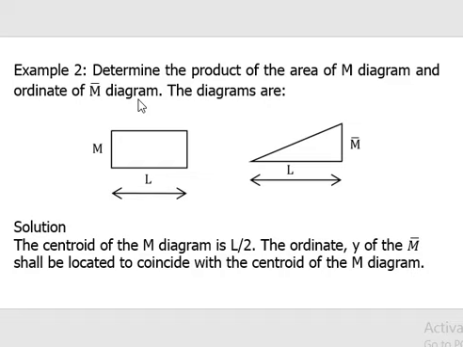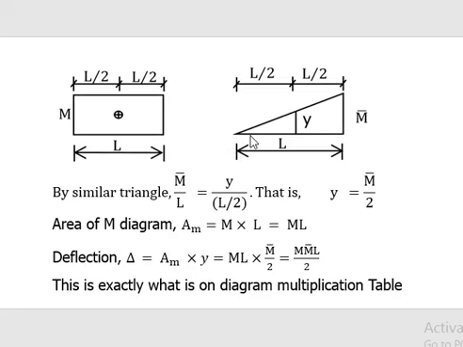This is another problem. In the first one, we have two similar triangles, right triangles. In this case, the M diagram is a rectangle, whereas the M bar diagram is a triangle. Solution: the centroid of M diagram is at the midspan, at L over 2. The ordinate y of the M bar shall be located to coincide with the centroid of the M diagram. So that ordinate is at the midspan also, y.